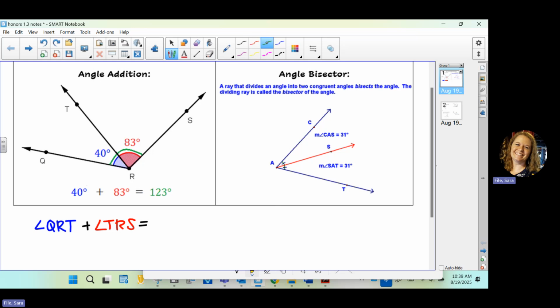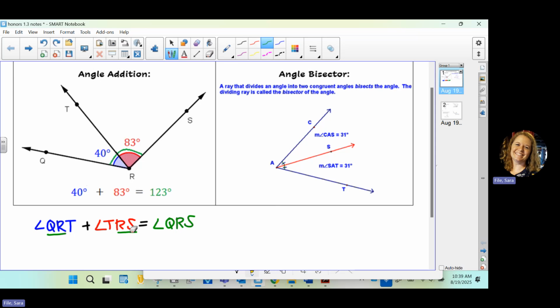So the two smaller angles must add to equal the whole angle, which is QRS. And notice QR and then RS were the outsides of the two smaller angles, right? Those were the rays of the smaller angles, or the sides. The rays that make up the big angle were also each a ray of the smaller angles that made up that larger one.